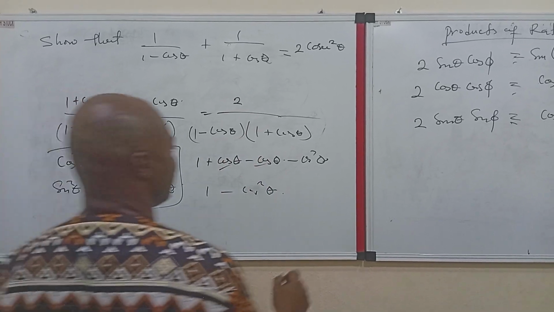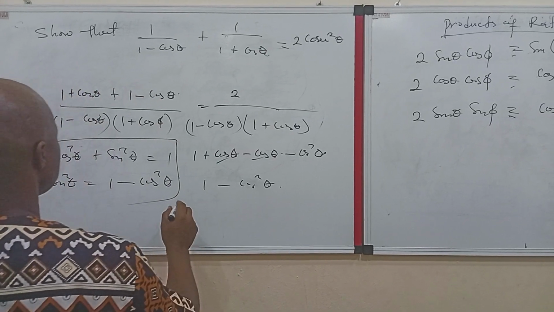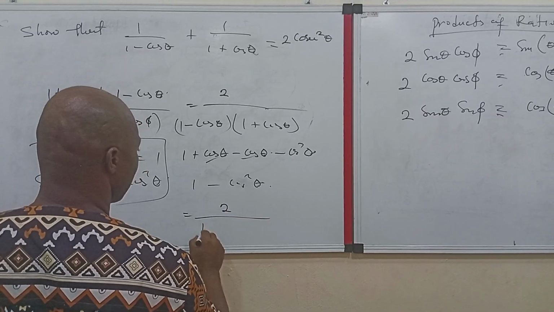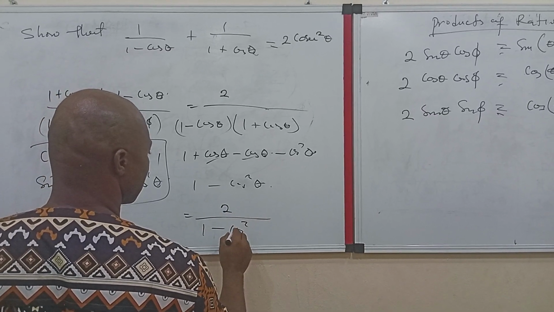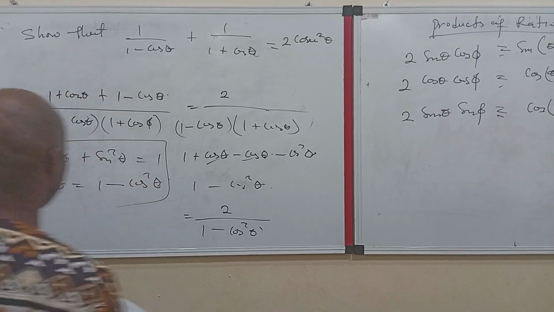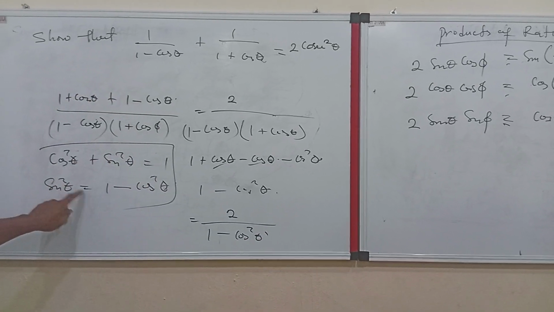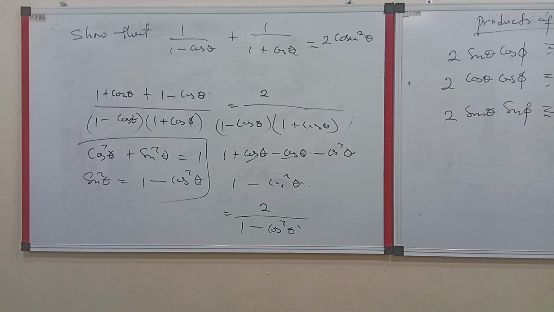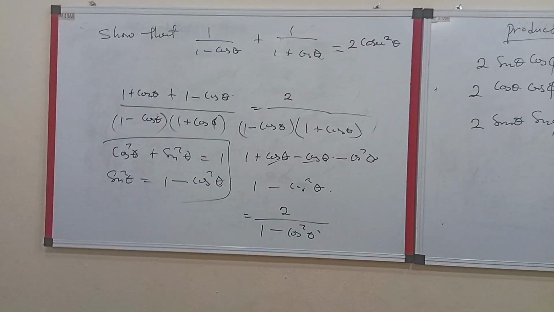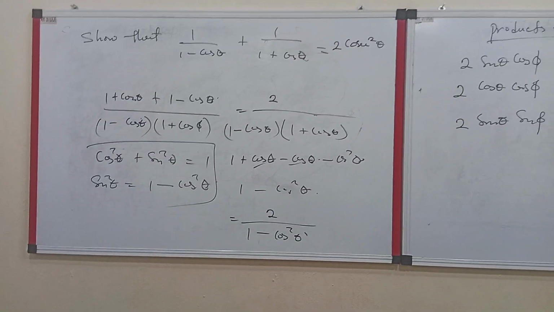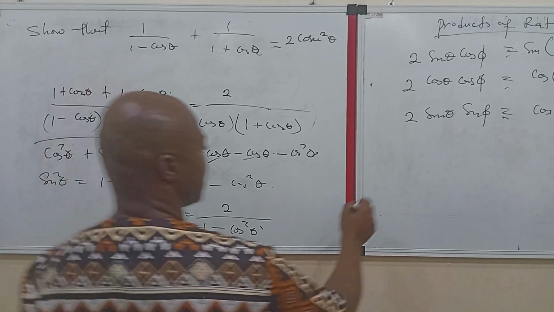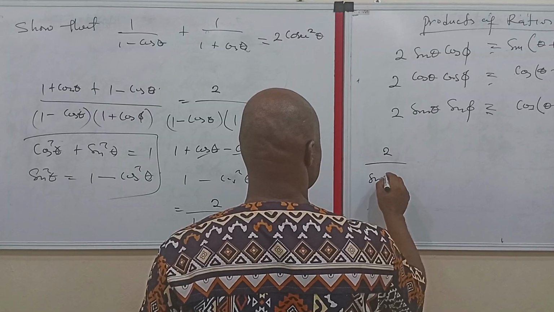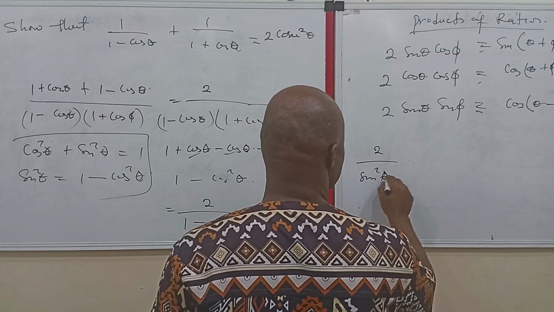So in this place, you have 2 all over 1 minus cos squared theta. And we have established that sine squared theta is equal to 1 minus cos squared theta. So the next thing that we're going to have is 2 all over sine squared theta.